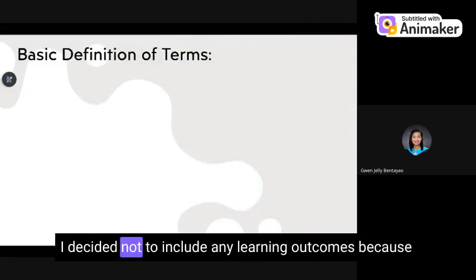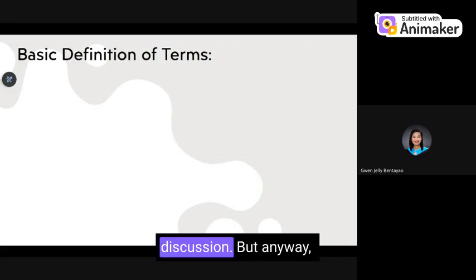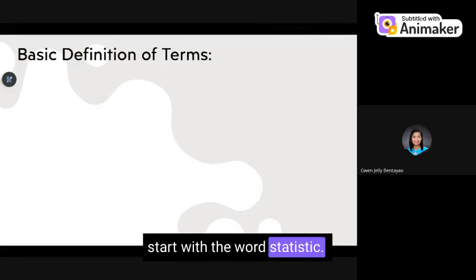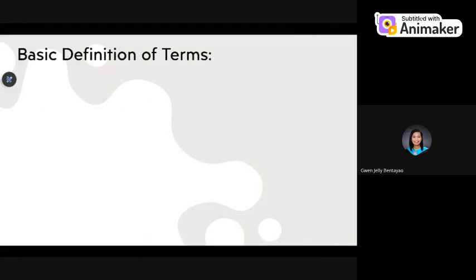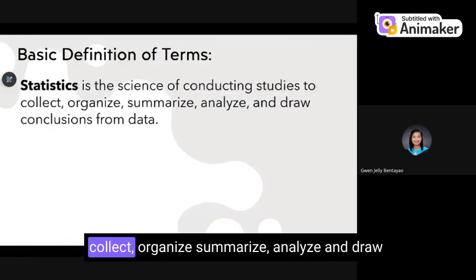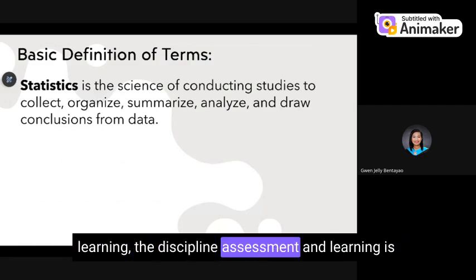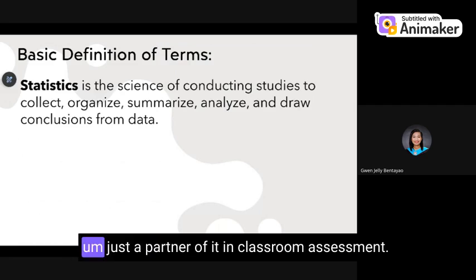I decided not to include any learning outcomes because this is just for a review discussion. And anyway, let's start with the word statistic. So the word statistic is actually a science of conducting studies to collect, organize, summarize, analyze, and draw conclusions from data. So basically, the discipline of assessment and learning is just a partner of it in classroom assessment.